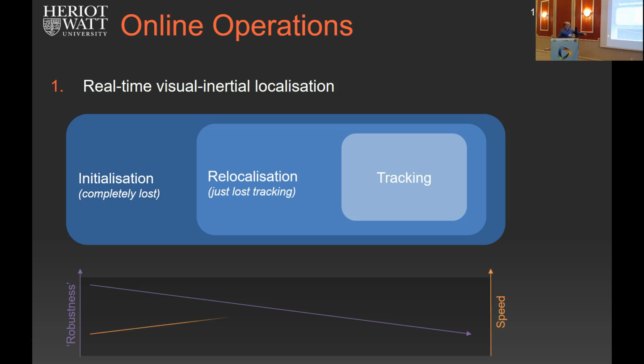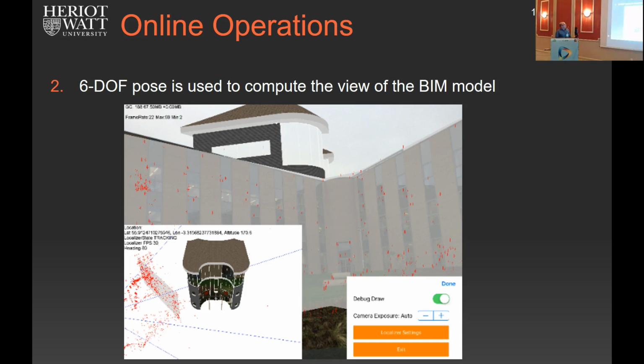As you can see here in the graph below, as you can guess, the initialization process is more robust, but the speed increases during the tracking process. And well, the second stage of these online operations is to use this calculated pose of the user to compute the viewed part of the BIM model in the scene.